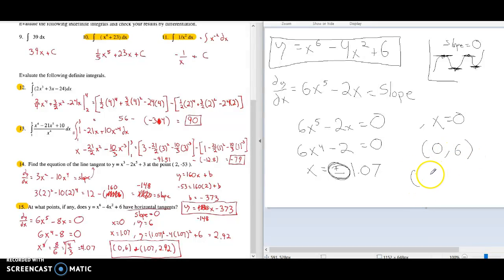Another one, all right, 1.07. Whether it's plus or minus, it doesn't matter, because since it's an even exponent, the minus just becomes positive. So we actually just have 1 point, and when you plug that in, you get 2.92. So here are our 2 points of where there is a horizontal slope, or horizontal tangent line, where slope equals 0.